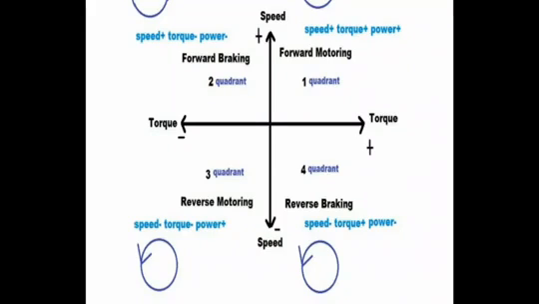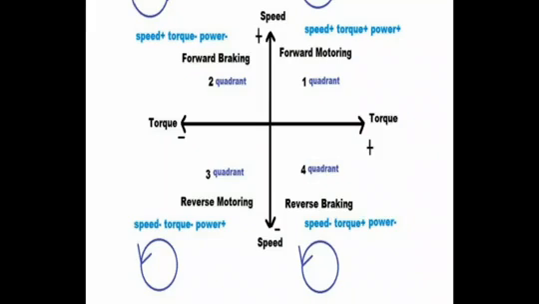When it is in the second quadrant, your speed will be positive, but your torque and power will be negative, which indicates the braking motion. So it will act as a regenerative braking. It is like a generation, it will act like a generator.